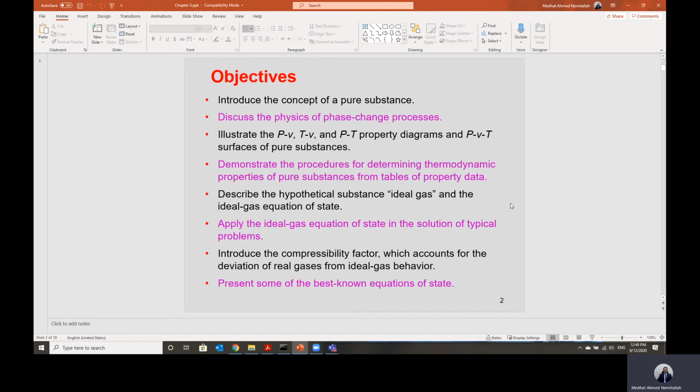Also, we are concerned mainly with calculating the properties of gases, either using the ideal gas equation of state if the density of the gas is low, or the modified ideal gas equation of state using the compressibility factor, and we will look at them later on.